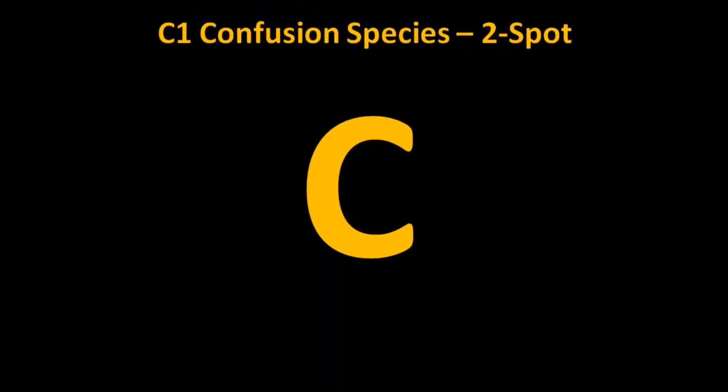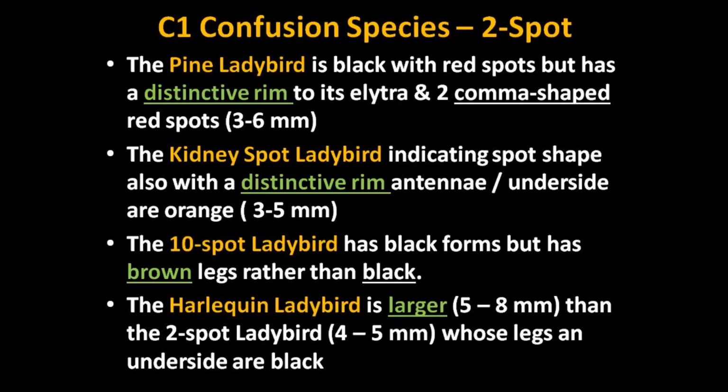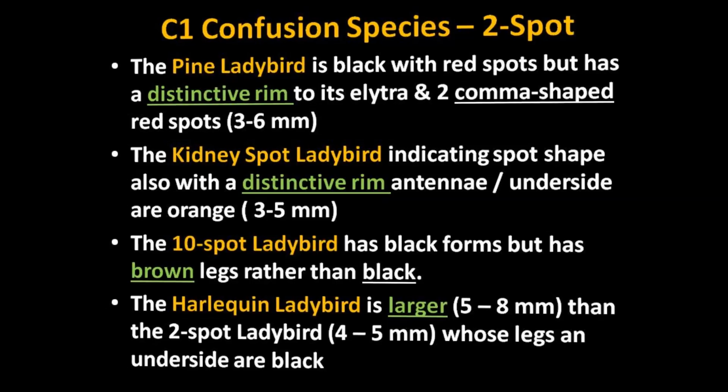So, what can this small but intriguing ladybird be confused with? The short answer: dark-formed confusion species of similar size and spot configurations. In this brief slide, which may be stopped at any point, we briefly outline key differences in the confusion species. One key identification characteristic is that the two-spot will have black legs and underside, whereas other species may have brown legs and a brown-orange underside.